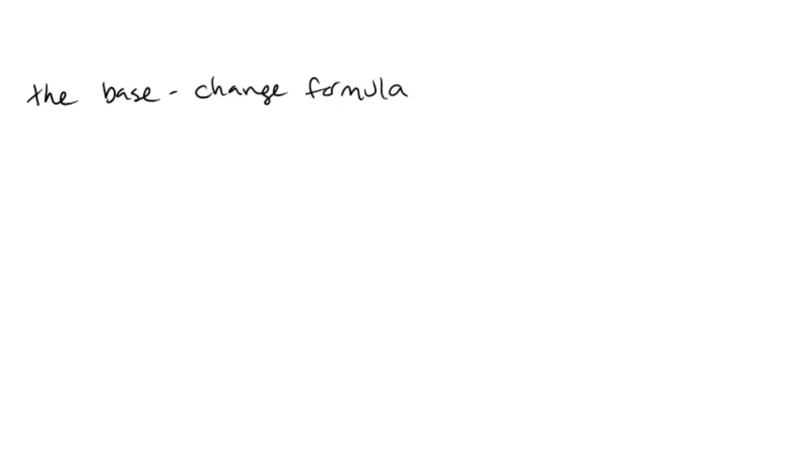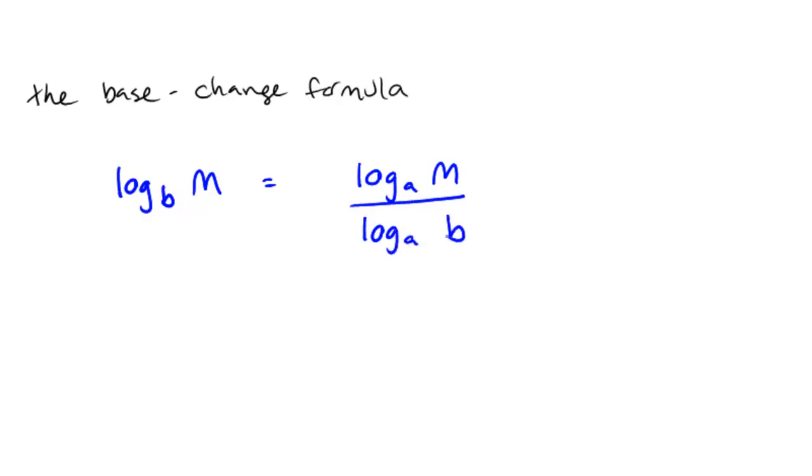Let's now look at something called the base change formula. What that says is if you have log base b of m, that can be rewritten in terms of another base a, log base a of m over log base a of b. And I'll show you why that's true in a little bit, but the useful thing about this is that you can rewrite log base b of m, or of anything, in terms of any other base that you want.